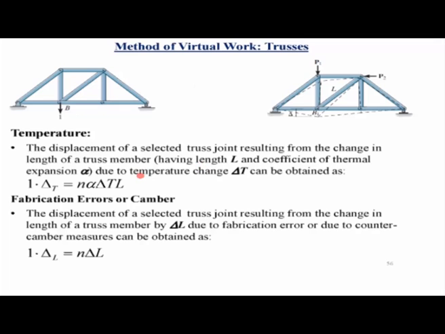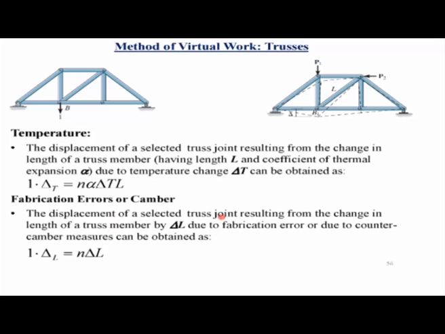Now again, this method can be used for calculating the joint deflections due to fabrication errors. So if a truss is given and it was found that one of the truss members was fabricated with an error, that means it was either a little bit longer or a little bit shorter than the given length of the member. In those cases also, this method of virtual work can be used to calculate the displacement of that truss joint because of the fabrication error.